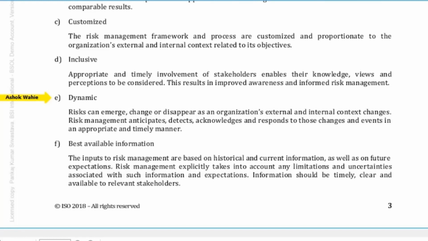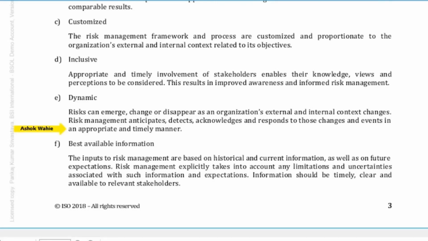So risk management must anticipate, must be able to say what could be future risk. Then it should be able to detect which risks are relevant to my organization. Then acknowledge those risks, then respond to those changes and events in an appropriate and timely manner. So how do I get this information? That is why I said, what drives risk management? Information and knowledge. So where do you get the information on how to anticipate what could be future risk? How do you detect what are the current risks and lagging?